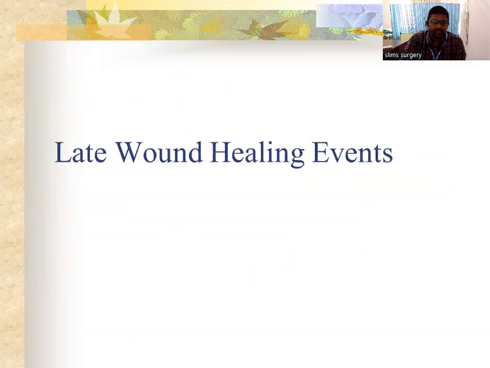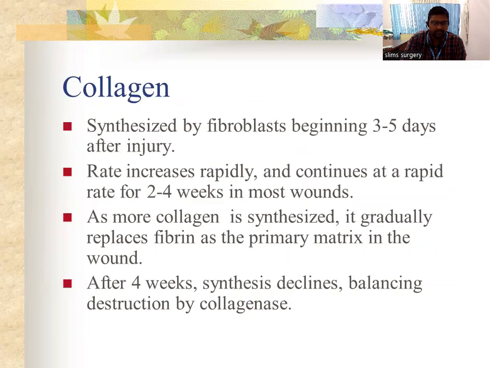Coming to the last stage, late wound healing events. Collagen plays a key role in late healing of the wound. It is synthesized by fibroblasts beginning at the fifth day after injury. This rate increases rapidly and continues at a rapid rate for 2 to 4 weeks in most wounds. As more collagen is synthesized, it gradually replaces fibrin as the primary matrix in the wound. After 1 month, that is 4 weeks, the synthesis declines, balanced by destruction by collagenase.